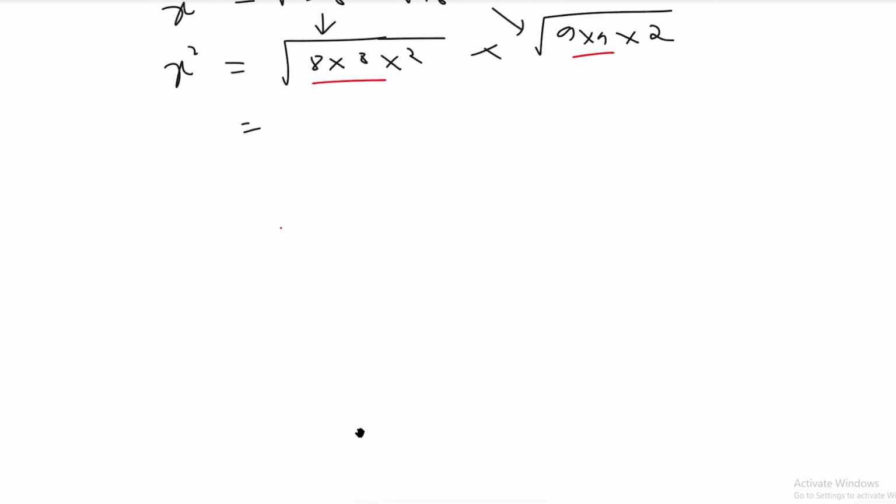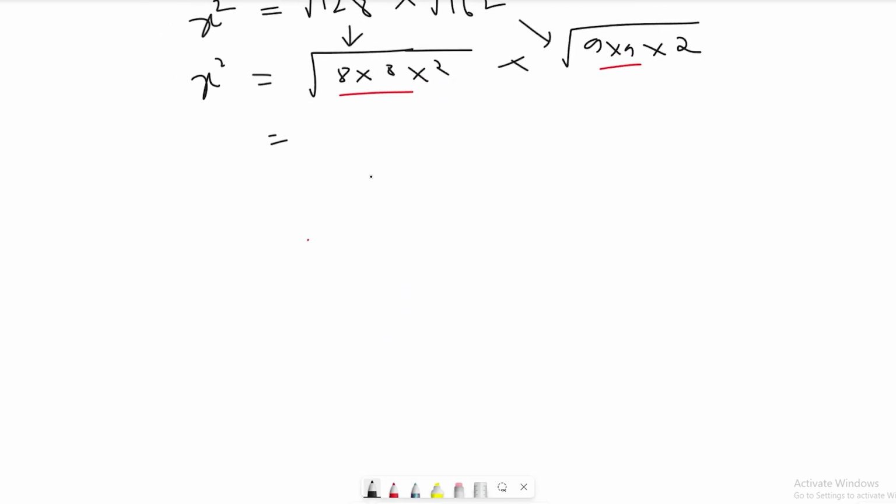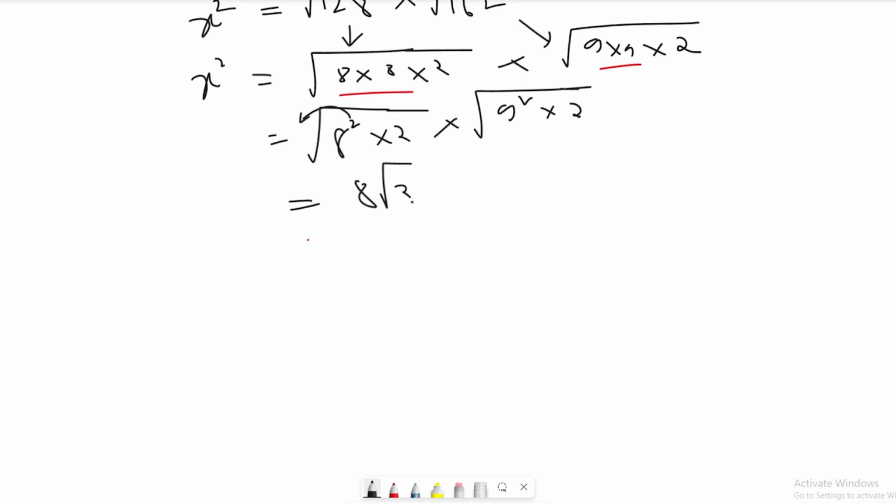Okay, so 8 into 8 is 8 square into 2, and this is nothing but 9 square into 2. Okay, right. Since 8 has a square on it, the square goes out of the square root, so 8 comes out and root 2 stays inside, into 9 root 2, right? So let's do it again. 8 9s are 72 into root 2 into root 2. This root 2 into root 2 shall give you just 2.